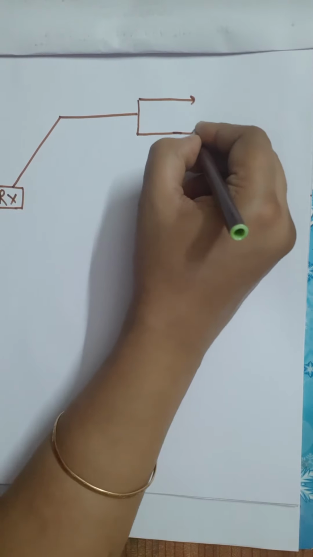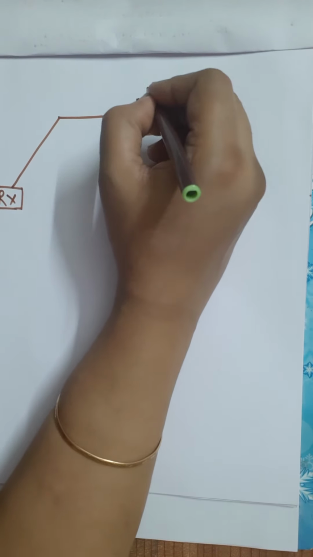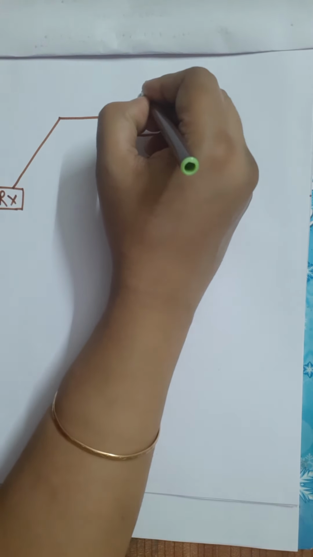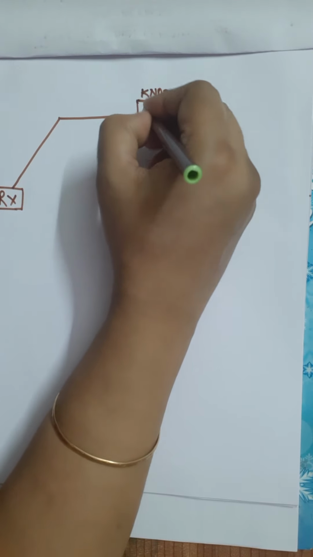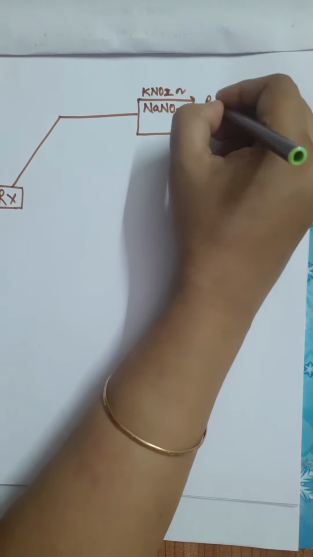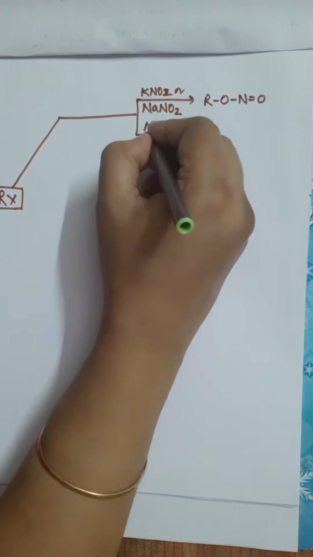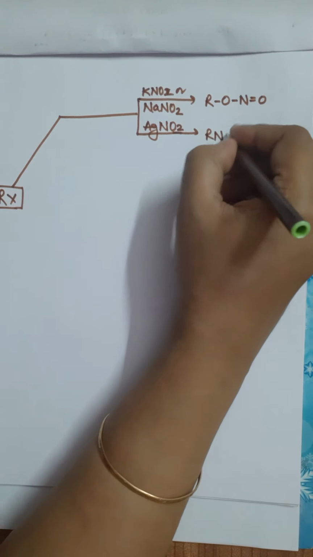You can see here all the sets of reactions are nearly having similar reagents. The metals that we are using are either potassium, sodium or silver. So the next set of reactions is either KNO2 or NaNO2. You get RON double bond O, and when the similar reaction takes place with AgNO2, you get RNO2.